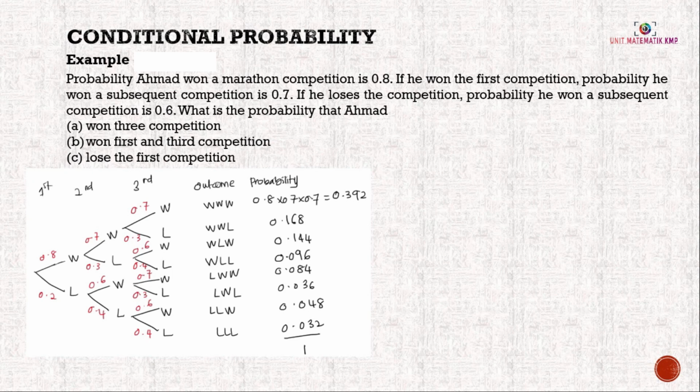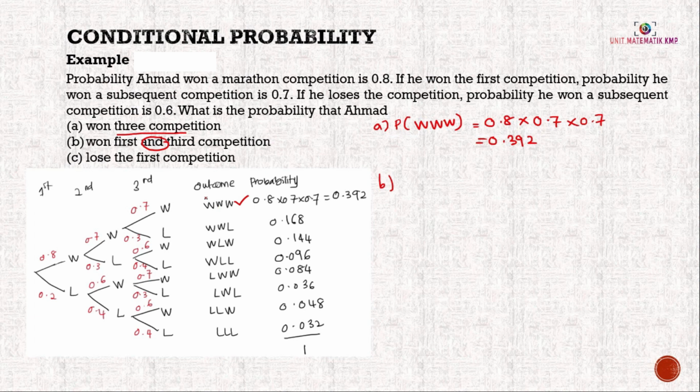Okay, so ni probability kita tadi. Kita punya tree diagram. Okay, now kita nak menjawab soalan. Find the probability Ahmad won 3 competition. So maksudnya dia akan ada probability of win, win and win. So kalau kita tengok daripada outcome, so WWW is the first one. So the probability is 0.8 times 0.7 times 0.7. So 0.392. Okay, for the second one, Ahmad won first and third competition. And third so dia mesti dua-dua dia menang.